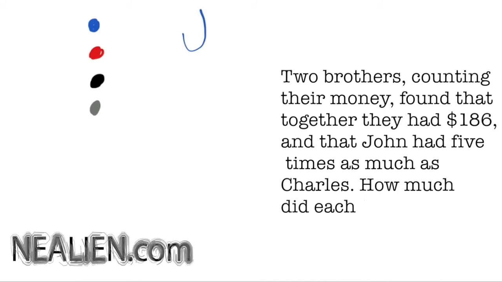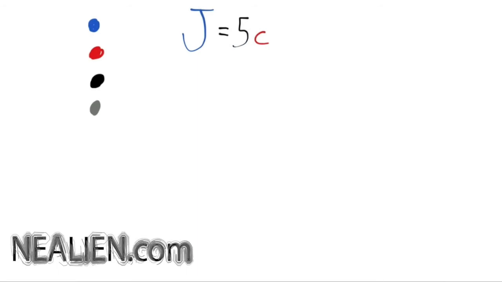Here's a problem that says two brothers, counting their money, found that together they had $186, and that John had 5 times as much as Charles. How much did each of them have? So I'm going to use capital J because it's a bigger number. It's equal to 5 times C. J stands for John, C stands for Charles.